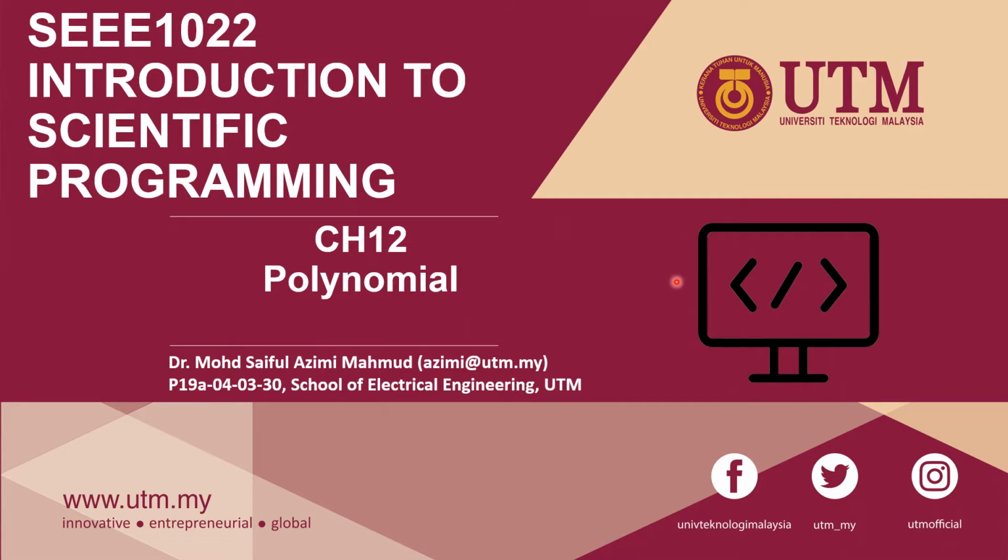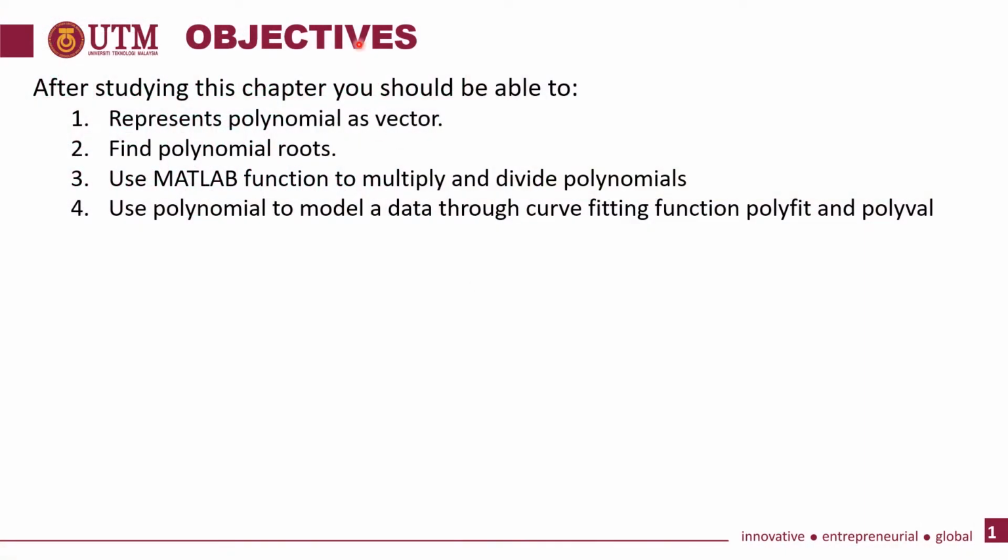So today we will continue our lesson on Introduction to Scientific Programming, chapter 12, which is all about polynomials. So this is the objective for today's lesson. After you learn about this chapter, you should be able to, first, represent polynomials as vectors. In MATLAB, if you want to do some operation, you need to convert the polynomial expression into a vector. Later on, I will show you some examples and how you want to do it.